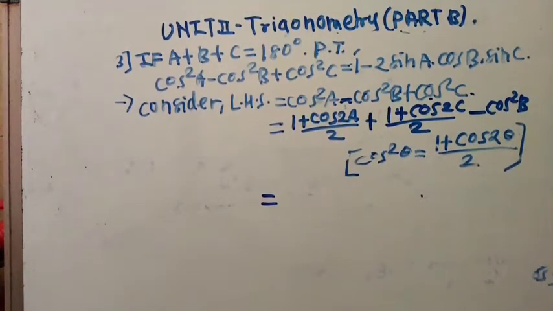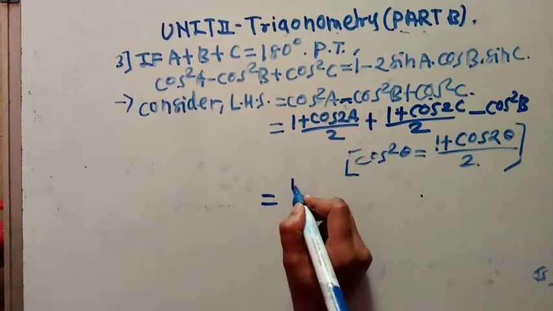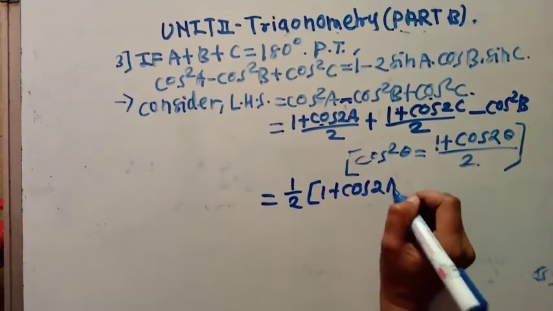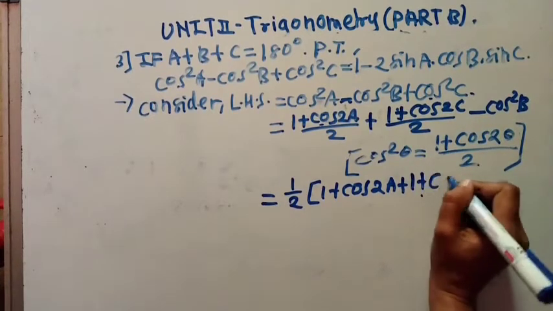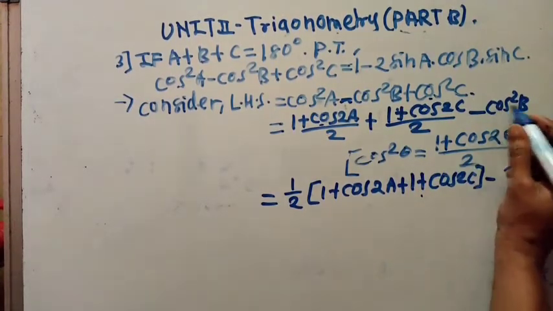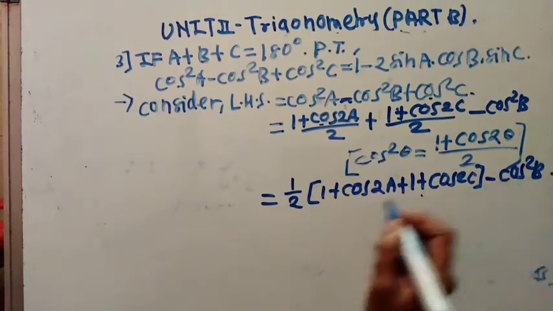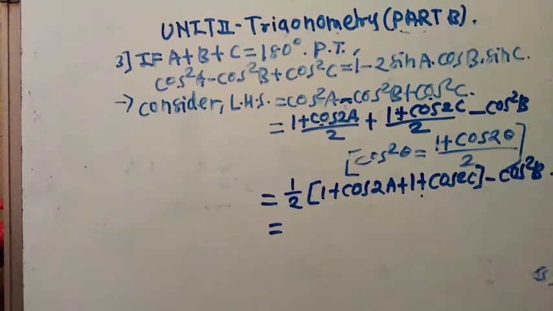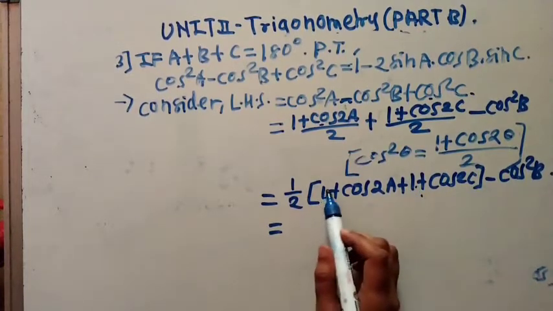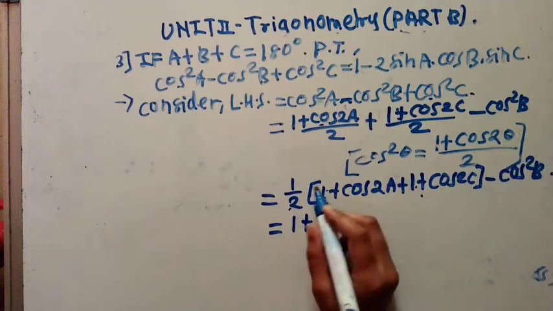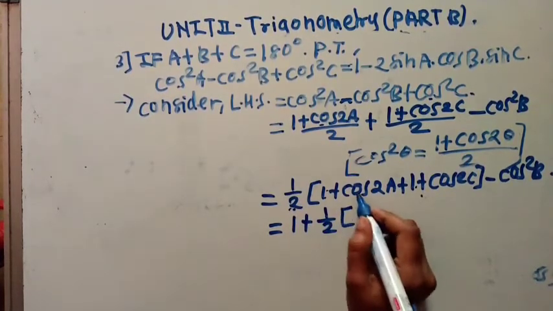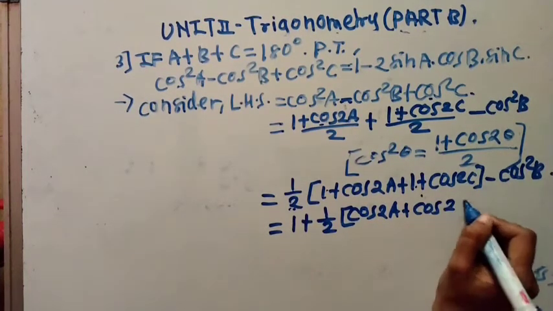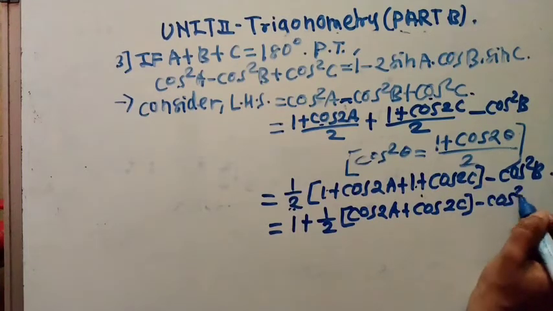Then we common from this 1 by 2, then in bracket 1 plus cos 2A plus 1 plus cos 2C minus cos square B, and which is equal to 1 plus 1 is 2, and 2 and 2 cancel, so 1 plus, then 1 by 2 common, in bracket cos 2A plus cos 2C minus cos square B.